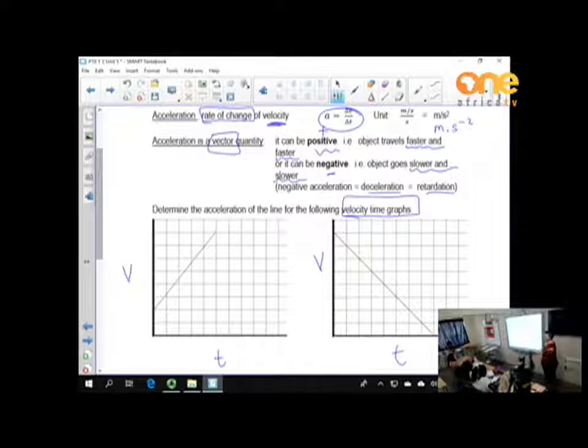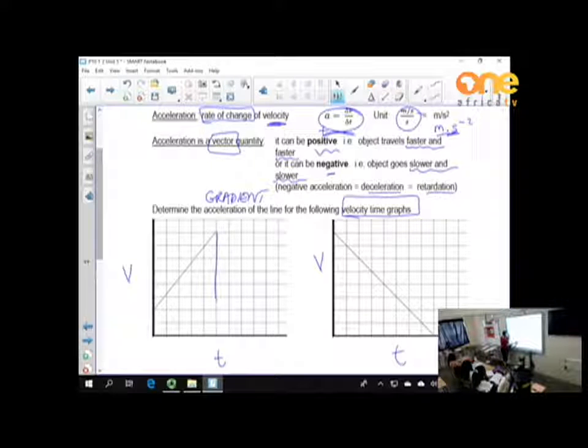Now, when we had a look at the graphs, we said we can work with two things of the graph. The one is the gradient of the graph, and the other thing was the area under the graph. Now, when we had a velocity time graph, we said the gradient gives us velocity divided by time, which will give us acceleration. So, what will the gradient of these lines give us? Acceleration. So I could have also said, determine the gradient of the line.